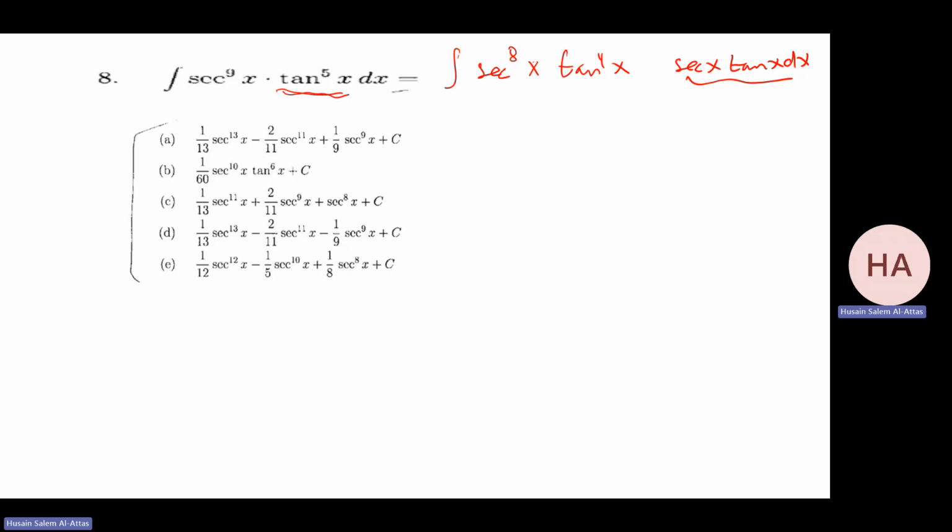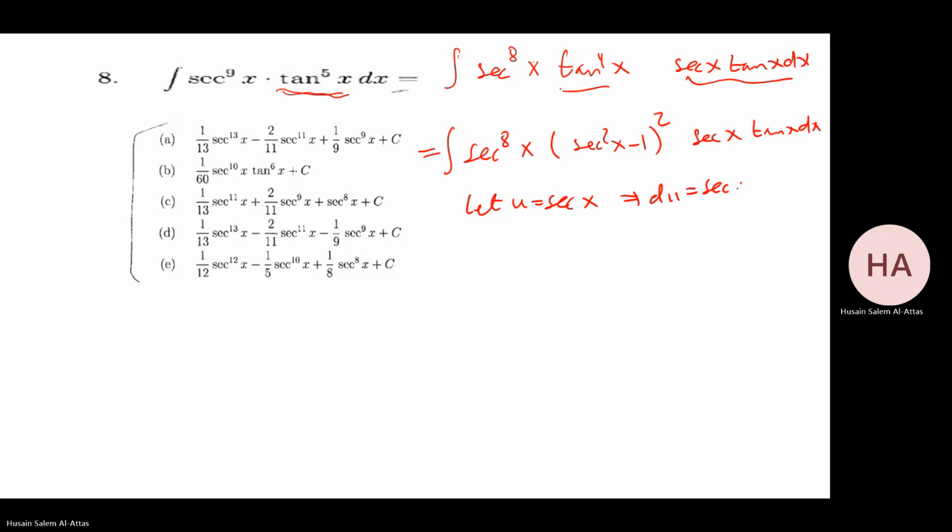But I need to make everything in terms of secant. So this I need to change into secant. So that will be secant to the power 8. This is what? Tan square all square. So I have secant square x minus 1, which is tan square all square, times secant x tan x dx. Now I let u be secant x, du will be secant tan x dx.